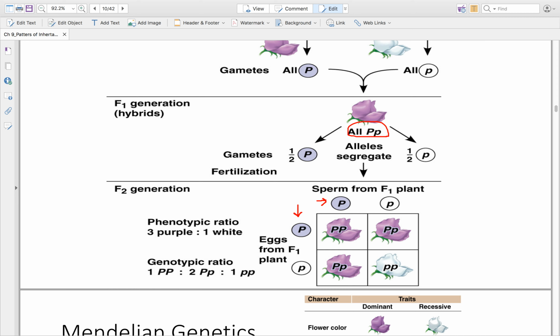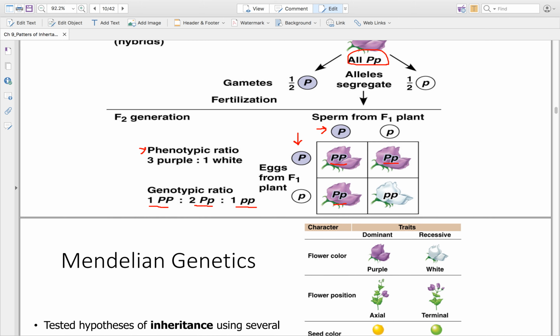That's the important part. When we look at the outcome, we have capital P capital P in this box, capital P lowercase p in this box, capital P lowercase p in this box, and lowercase p lowercase p in this box. So with the phenotypic ratio, we say we have a 3-to-1, because if you count these up, there's one, two, three out of four that are purple, and one out of four, or one fourth, will be white. So we say it has a 3-to-1 phenotypic ratio, in which the 3 is representing the dominant trait and the white is representing the recessive trait. The genotypic ratio is a 1-to-2-to-1 genotypic ratio. One has homozygous dominant, two of them are going to be heterozygous, and one will be homozygous recessive.